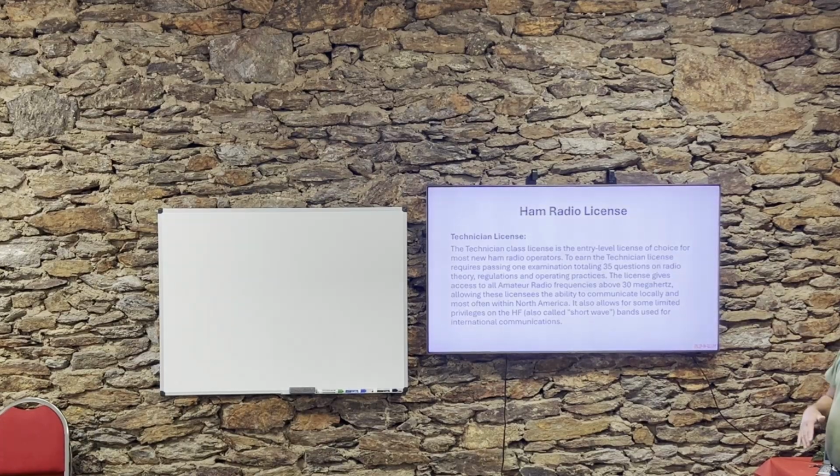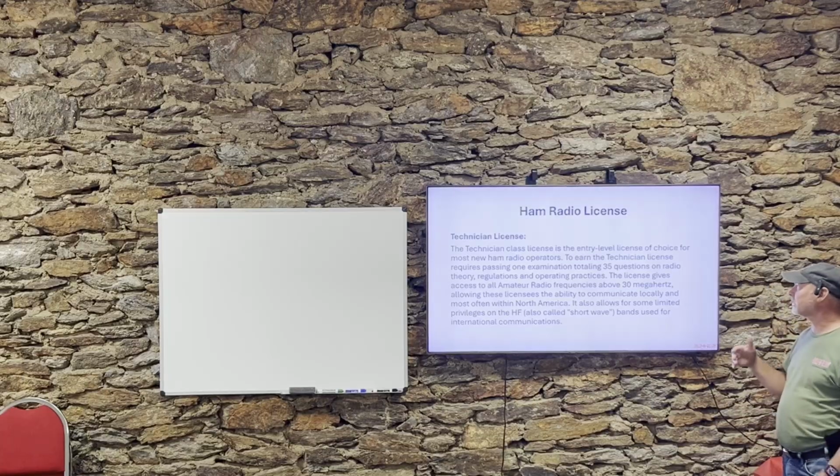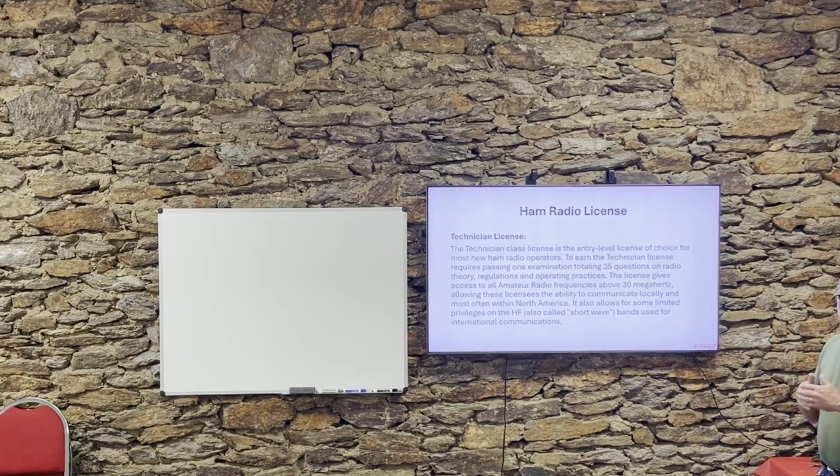All right. So the different licenses for ham radio. There are 3 classes. First one, technician. This is the easiest one to get. The technician class license is the entry level license of choice for most new ham radio operators. Earning the technician license requires passing one exam totaling 35 questions. But they pull those 35 questions from about 300, so you've got to study. You can't just study for 35 questions and that's it. You have to study the whole thing, and then they pull from those 300 or so questions into a 35 question test, and it's all random.